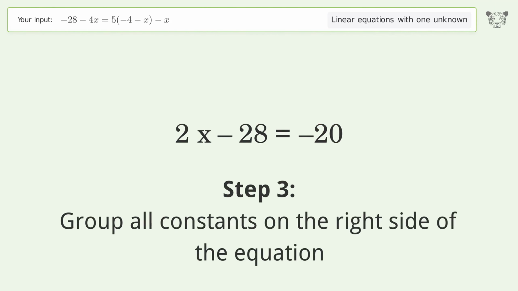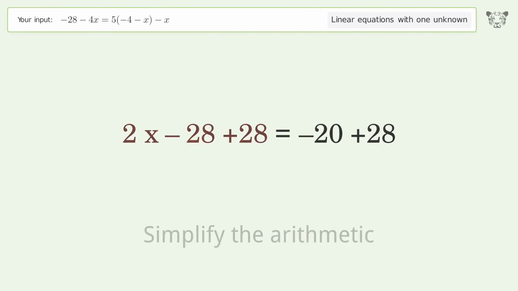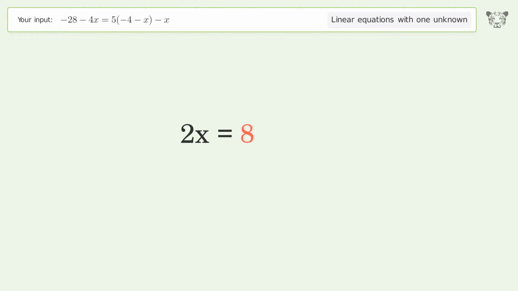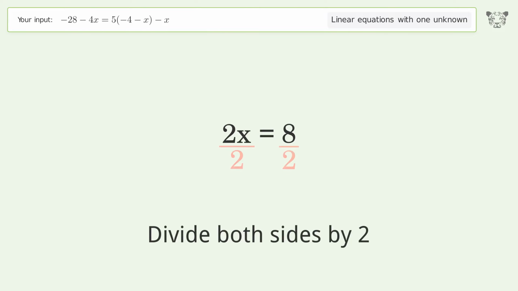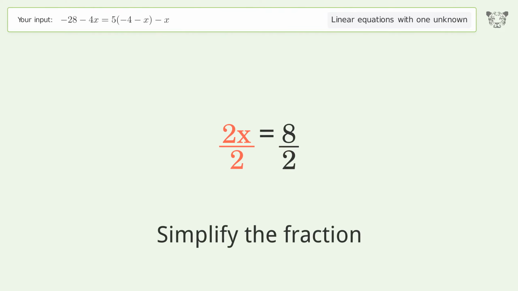Group all constants on the right side of the equation. Add 28 to both sides. Simplify the arithmetic. Isolate the x. Divide both sides by 2. Simplify the fraction.